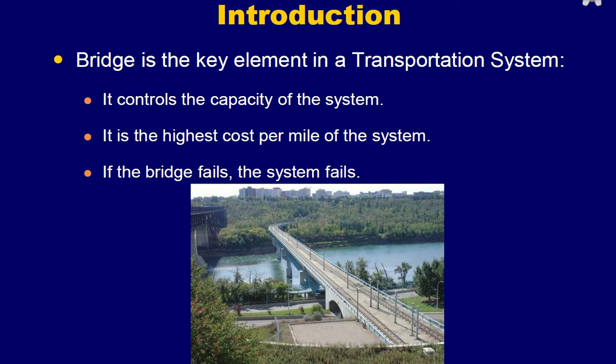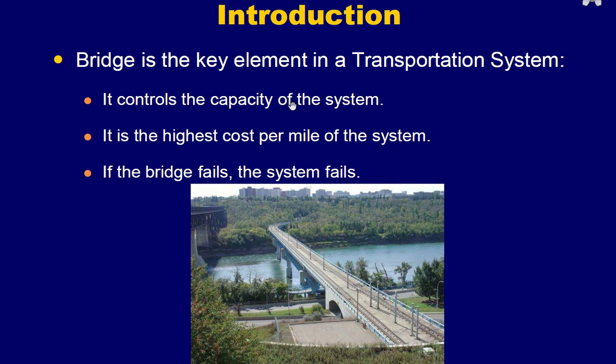Okay. Bridge is the key element in a transportation system. It controls the capacity of the system. It is the highest cost per mile of the system. If the bridge fails, the system fails. Okay, so for example, you have a road. Let me show you, explain you the figure. For example, the road is coming from this side and continuing on this side. This is the bridge. Now the per unit cost of road over here and per unit cost of road over here will be much lesser than the per unit cost of road in this span length, because of the construction of the bridge. Okay, so it is the highest cost per mile of the system.